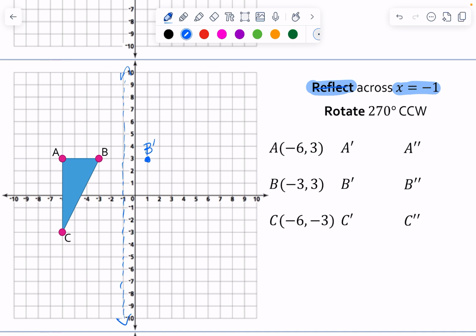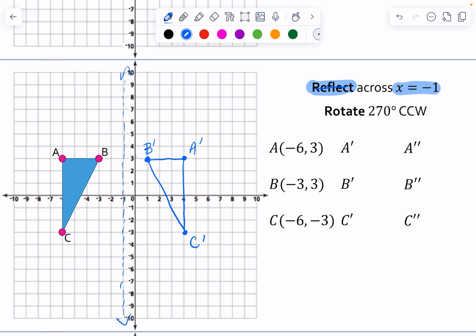B prime is going to be here. A is 1, 2, 3, 4, 5 away. So 1, 2, 3, 4, 5 away. C is 1, 2, 3, 4, 5, and that will be our C prime. We connect those.